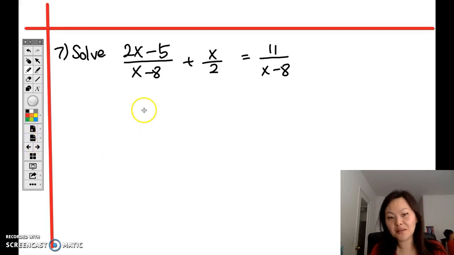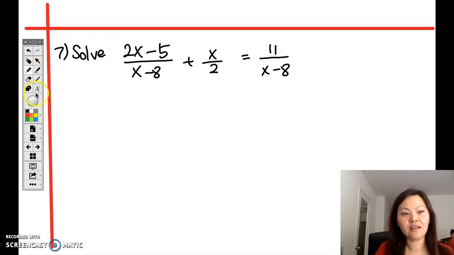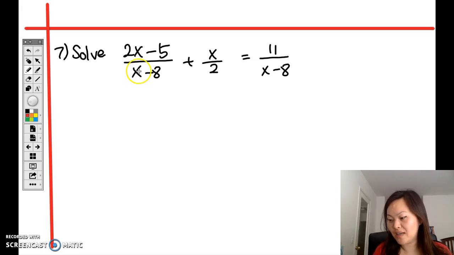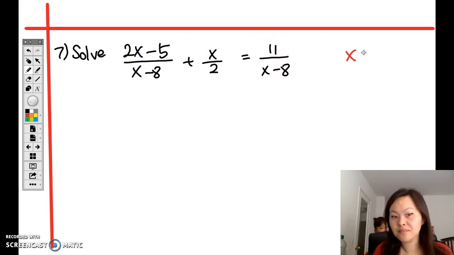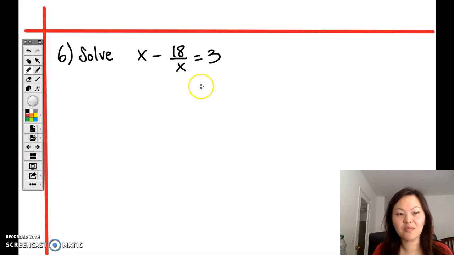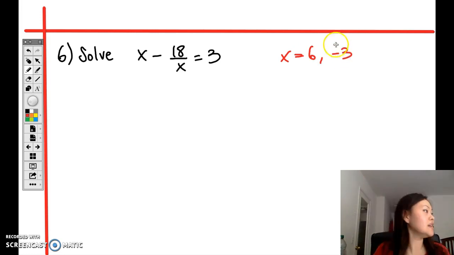Okay, so let's start with number 7 because all the previous questions are already online, right? So let me start by giving you the answer, which is already on Haiku, right? The answer is x equals... Oh no, am I working from number 7? I have to work on number 6 first, okay? So the answer for number 6 was x equals 6 and negative 3, right?